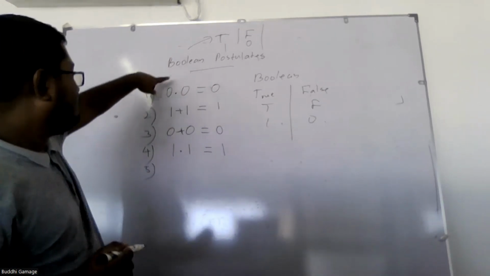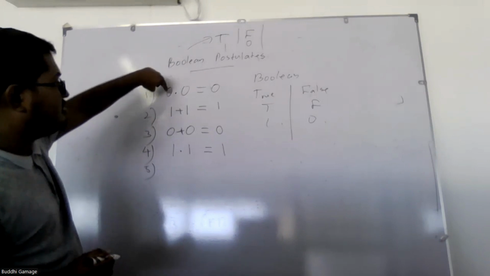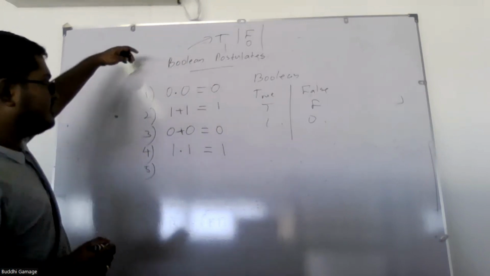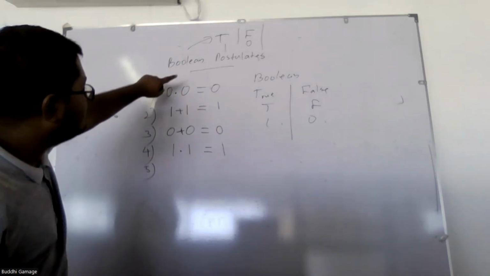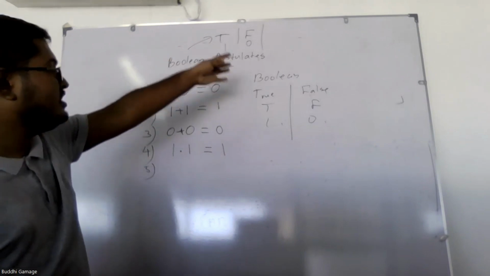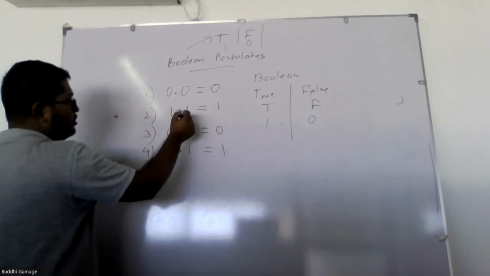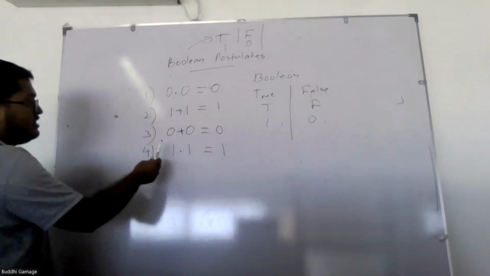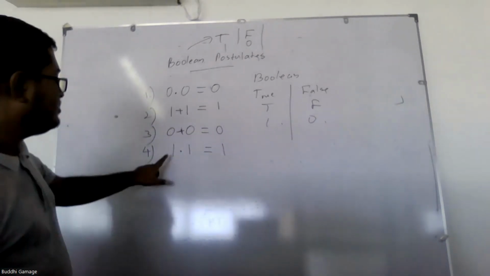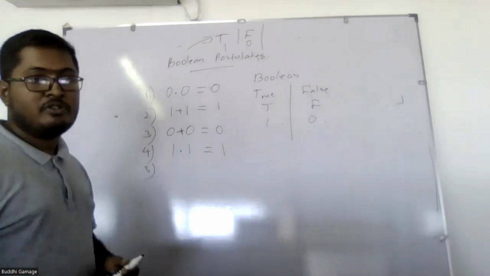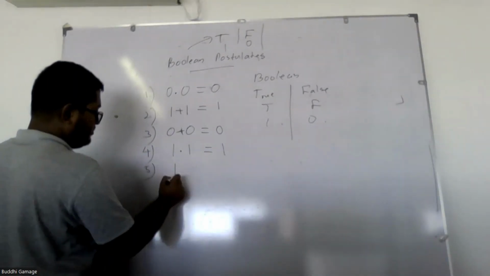So this means 0 and 0, so it should be 0. Otherwise, we can say F and F, that means false and false. Here it's true or true, so it should be true. Here false or false should be false. Here, true and true should be true.